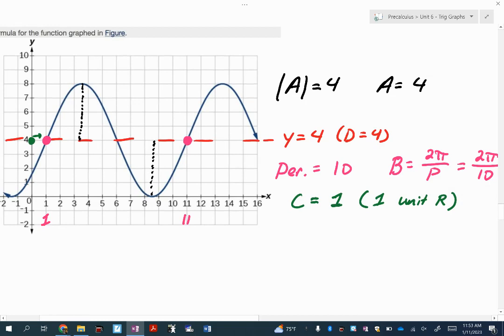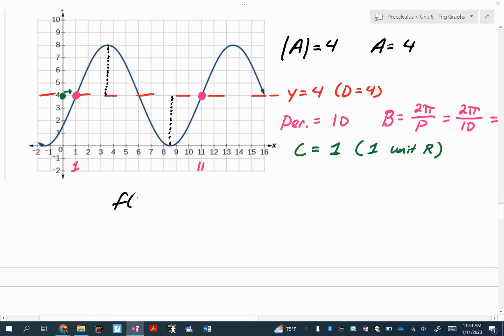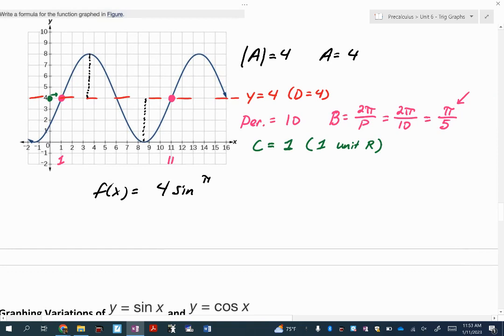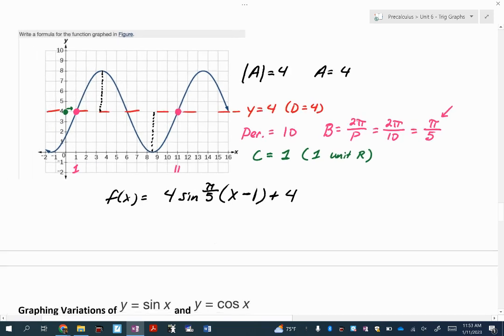So let's finish by writing f of x equals 4 sine, my letter B, which we said was pi over 5, times x, think opposite here, minus 1, that's my horizontal shift, 1 unit to the right. And then my vertical shift, my letter D, was up 4 units. Now the very last thing I check is, I'll do that sketch again.